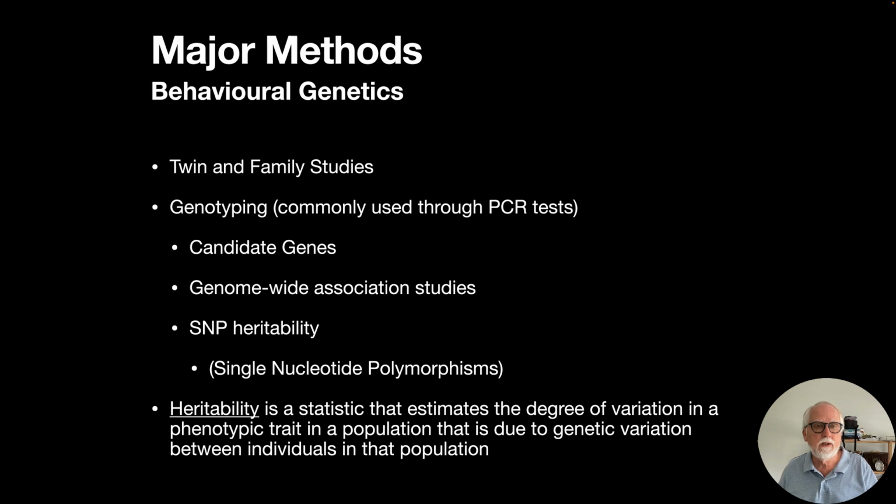Now, the second kind of class of things here, and I'm throwing a lot in here, is just genotyping, where you actually look at the specific genes. And this is these days commonly done through PCR tests, which means that you can take a sample from inside your cheek or some part of your skin. It doesn't really matter. Someplace that has DNA in it, some DNA tissue.